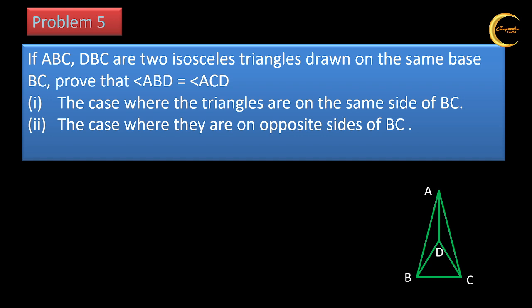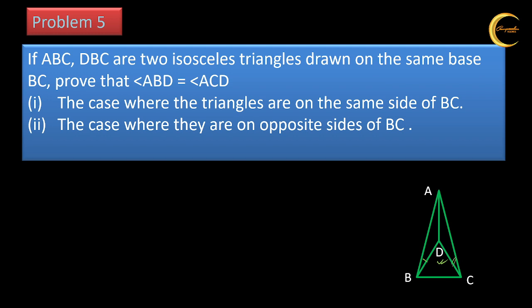Now let's see the first problem. So this is triangle ABC and this BDC is on the same side. So this is triangle BDC, and this is the other triangle ABC. So first we have to prove that this angle ABD equals this angle ACD.